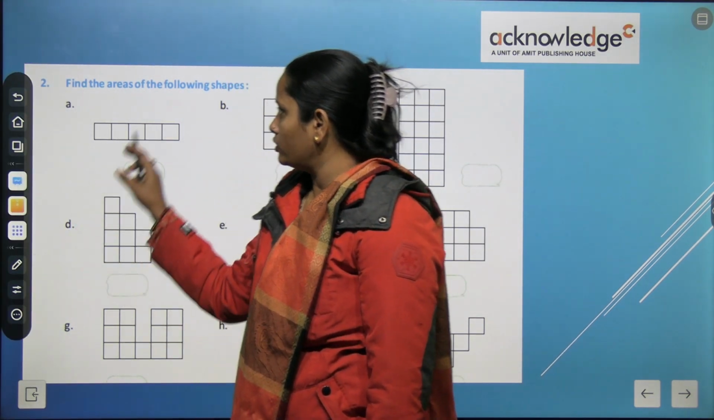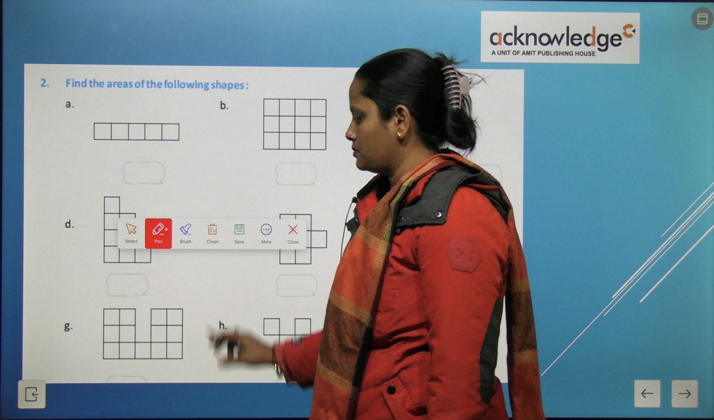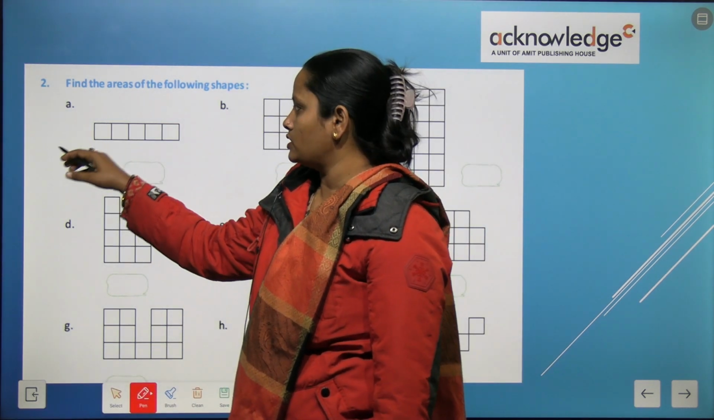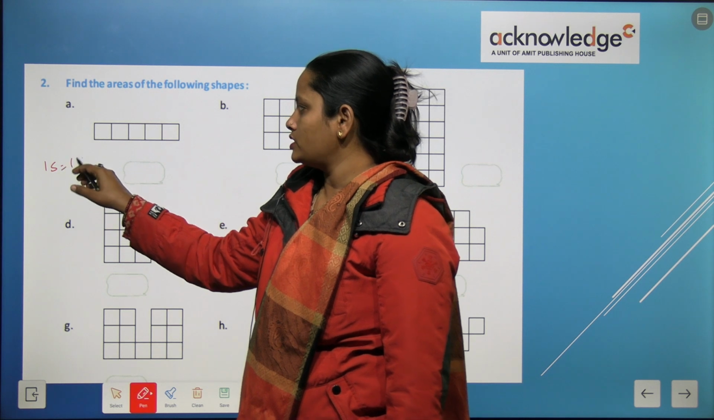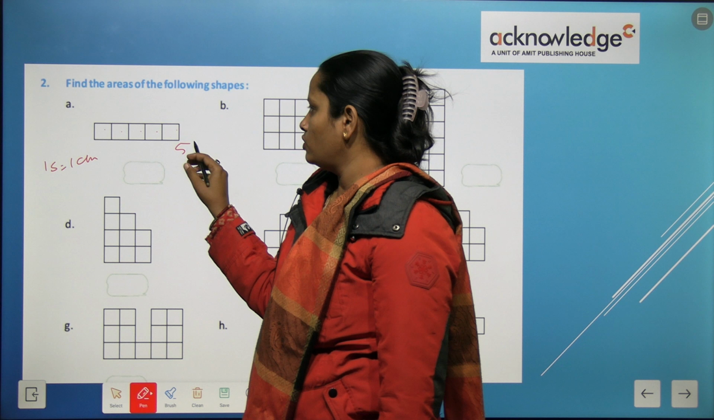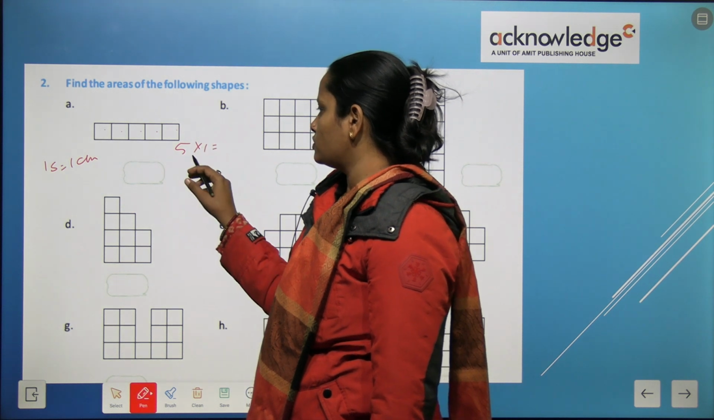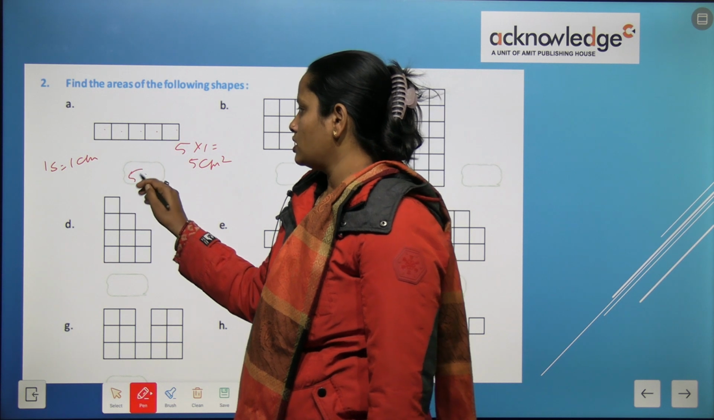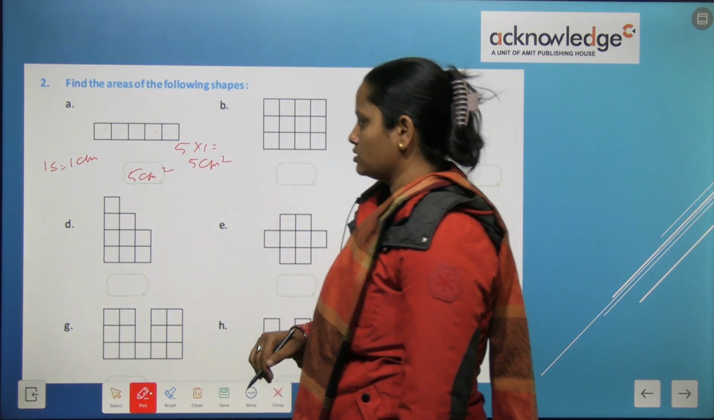Here you have to find out the area of the following shapes. So how many squares are there? Let's see. One square is of 1 centimeter. 1, 2, 3, 4, 5. So 5 multiply 1 is equal to 5 centimeter square. So this is our answer.